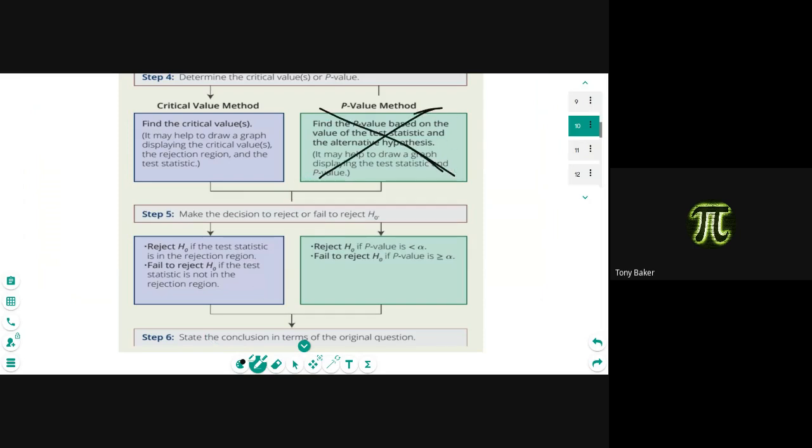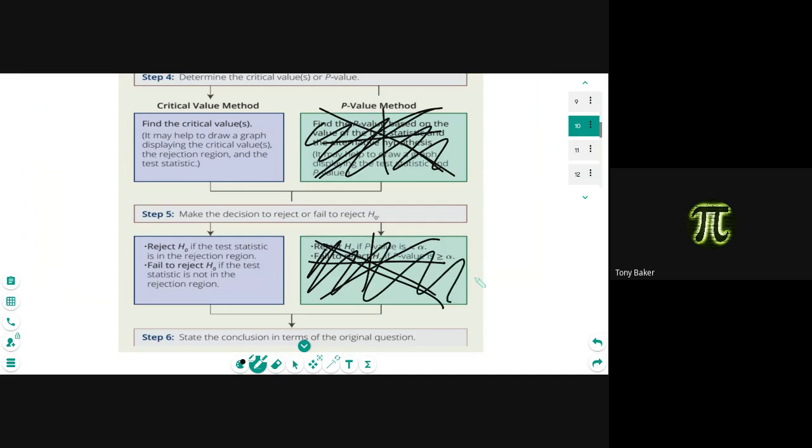Do not write that. We're only going to use the critical value method.